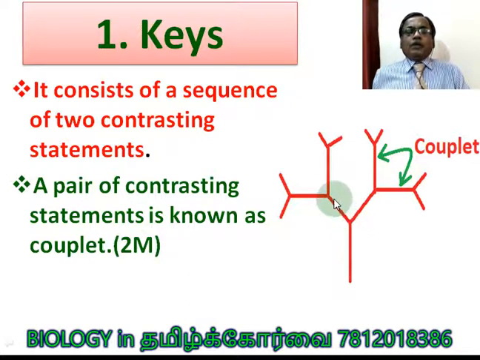Having two cotyledons is one statement. Having one cotyledon is another statement. Both are said to be contrasting statements, and they are called couplets. So what are couplets? That can be asked in a 2 mark question.